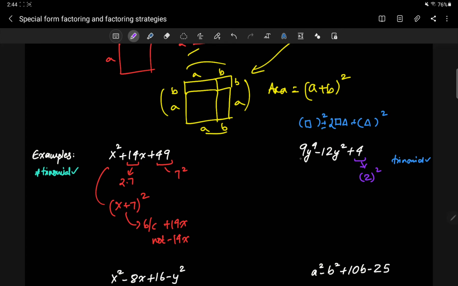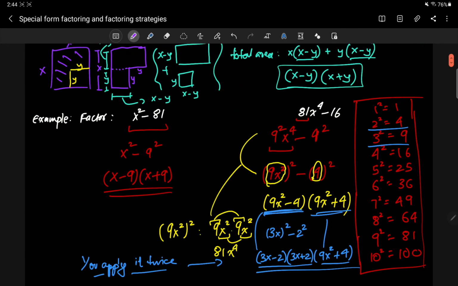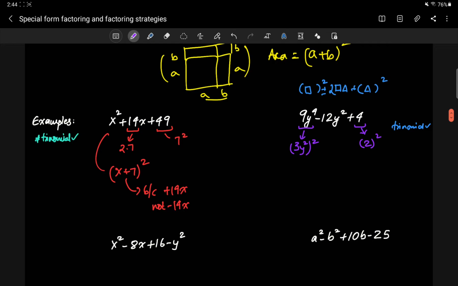Now here I observe 9, which I know is 3 squared, and a y to the 4, which I can write as y squared squared. So this is similar to an example prior where we had 81x to the 4. Okay, so now I have the square of two things.